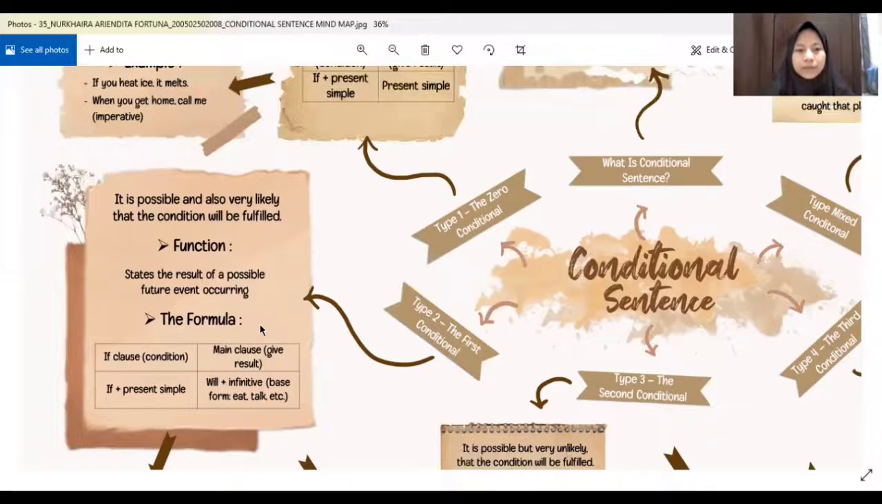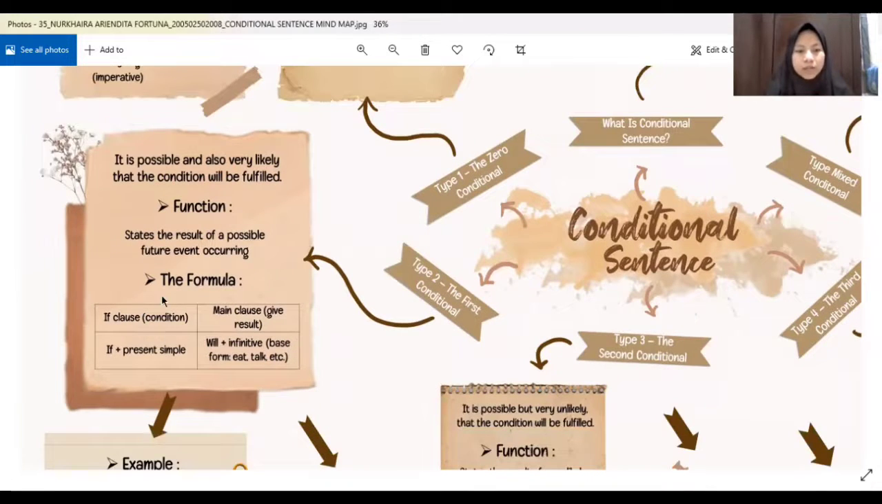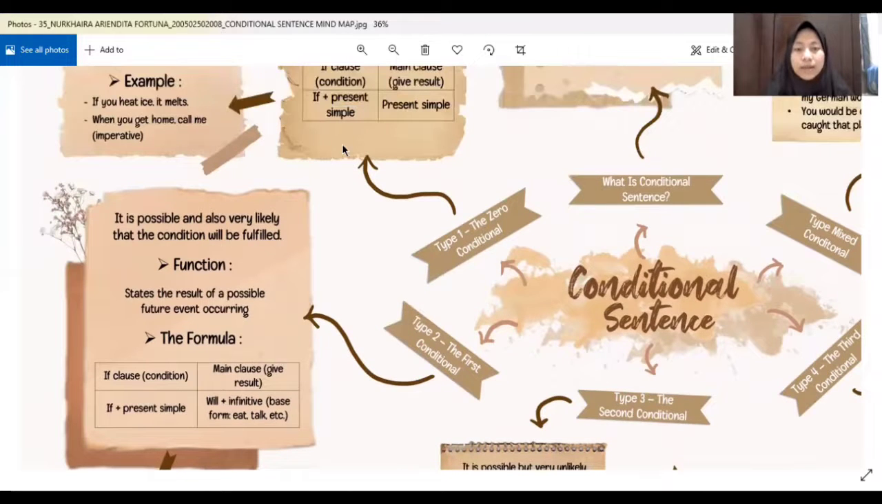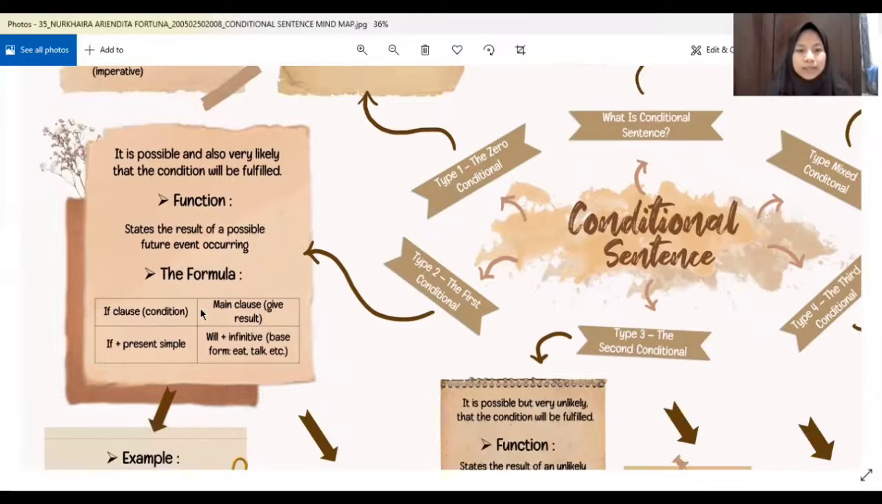So we can see the formula here. The if clause or the condition is if plus present simple, the same as type 1. And then the main clause or the given result is will plus infinitive.